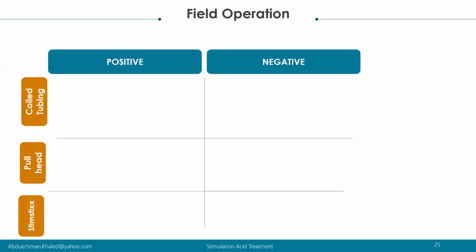And here we have the operational field. This is the third element in our triangle. There are different technologies that could be applied to do the acid treatment. Each one has positive and negative sides. Let's start with the coiled tubing.